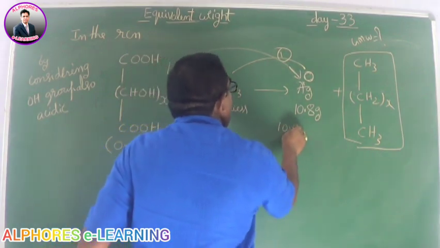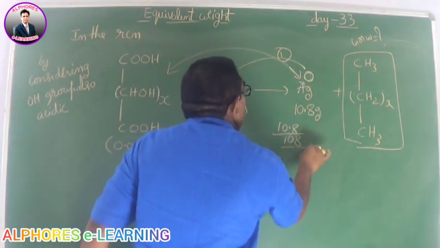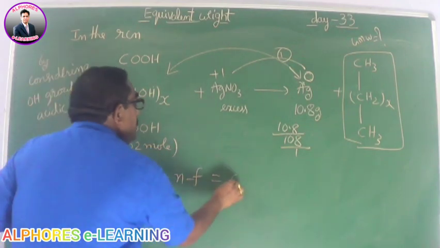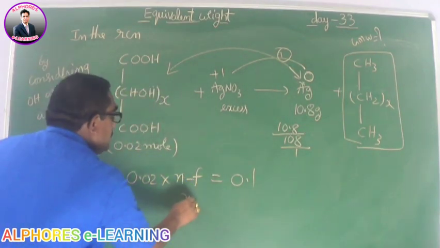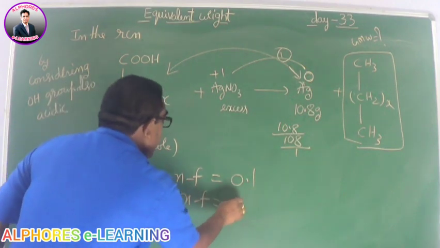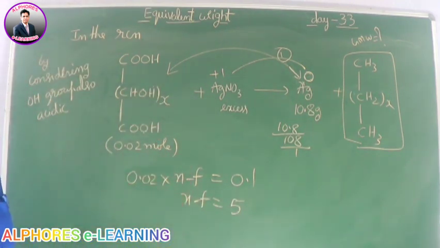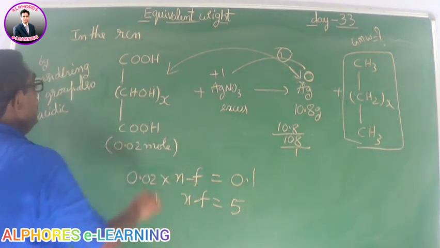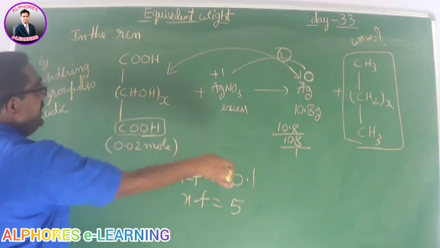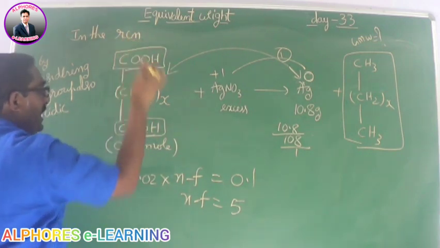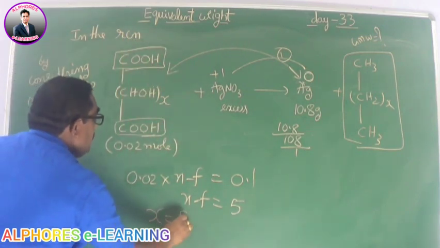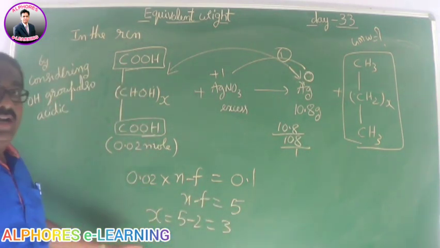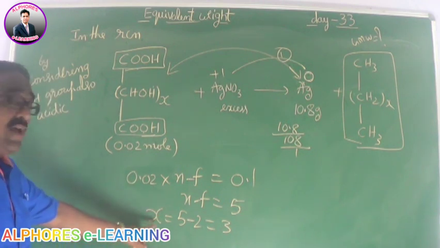So equivalence is weight by atomic weight divided by valency. Equivalent weight and atomic weight are both the same. So you can write 0.1. So the n factor you will get as 5. Calculate this. So among that 5, there is one CH3 here, one CH3 here. So x equals 5 minus 2, that is 3. Don't forget about that. So x value is 3.